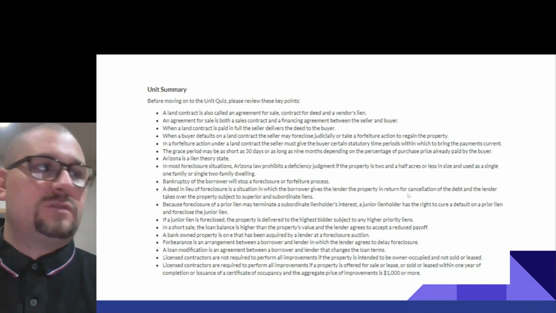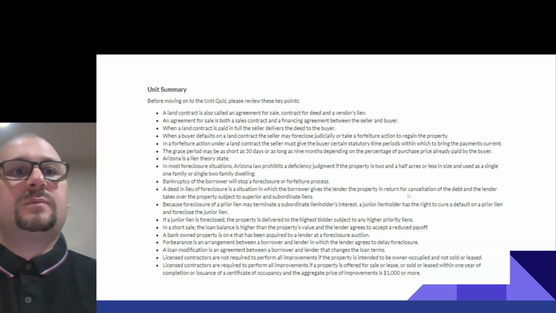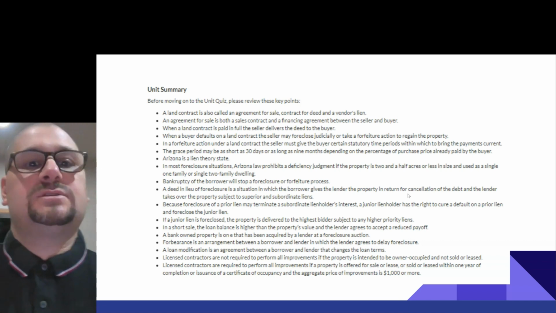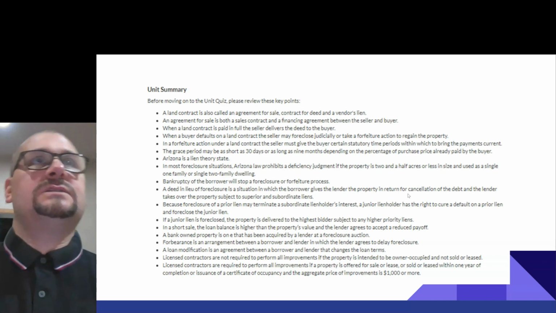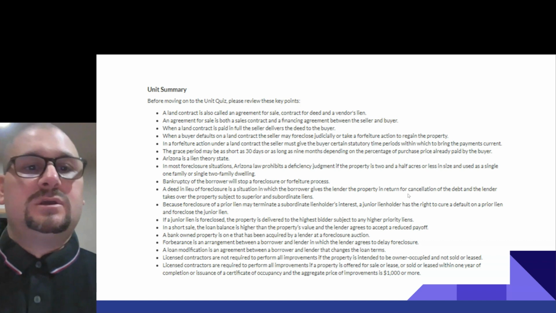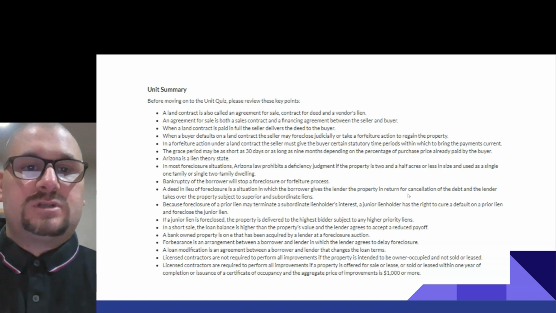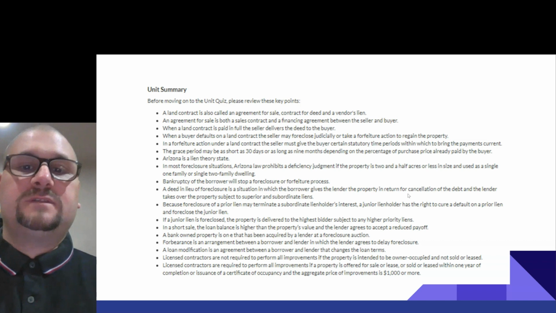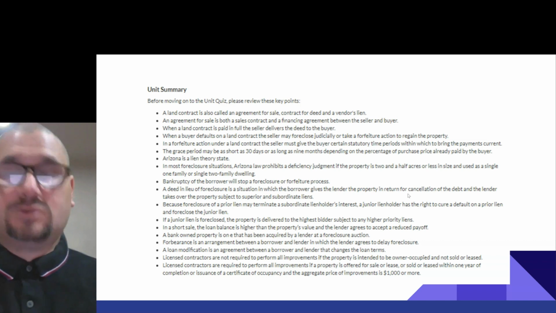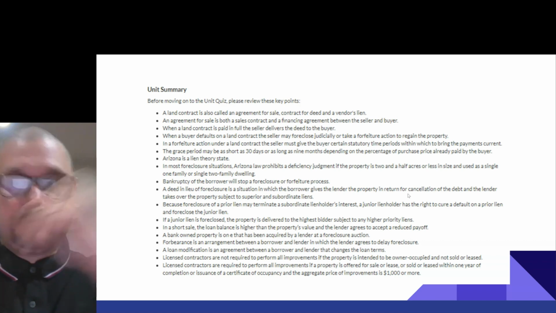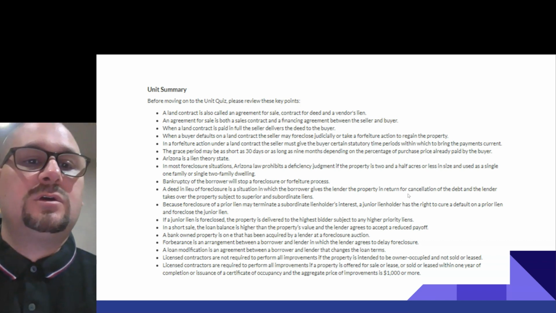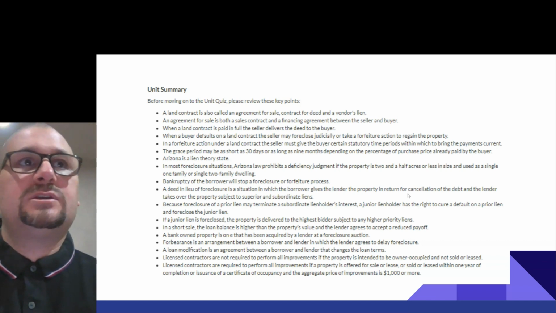However you want to remember Arizona, think liens. We do a lot of liens on properties. Does it give a lot of titles? No, it gives more liens. So Arizona's a lien theory state. In most foreclosure situations, Arizona law prohibits a deficiency judgment if the property is 2.5 acres or less in size and used as a single one-family or single two-family dwelling.